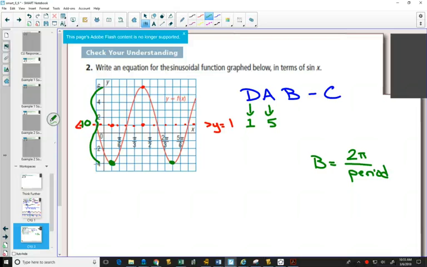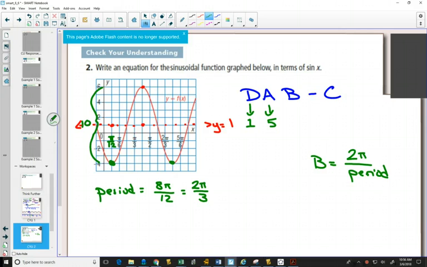Now, if I just count boxes, 1, 2, 3, 4, 5, 6, 7, 8 boxes, or 8 lines from one minimum to the next. But what is that in this scale? If I look at the scale that I've been given, it looks like 2 boxes is pi over 6. So one of these lines is going to be pi over 12. And if from one minimum to the other goes 8 of those, that tells me that my period in this case is 8 pi over 12, which reduces to 2 pi over 3.